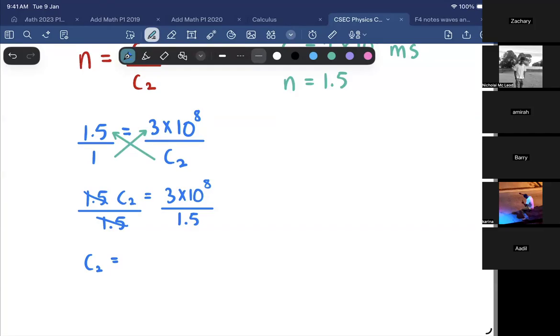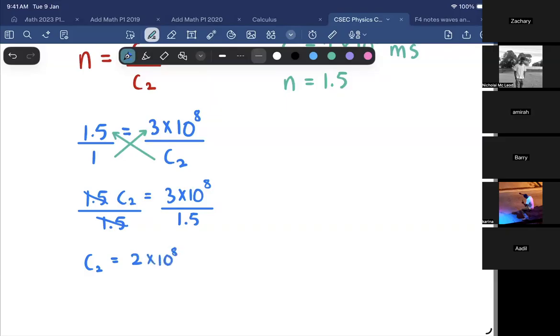Tell me your answer in standard form. Anybody could answer. I get 2.0 times 10 to the power 8. Yes, sir, the answer you say was 2.0 times 10 to the power 8, correct. Yeah, it's just 2 by 10 to the power 8.